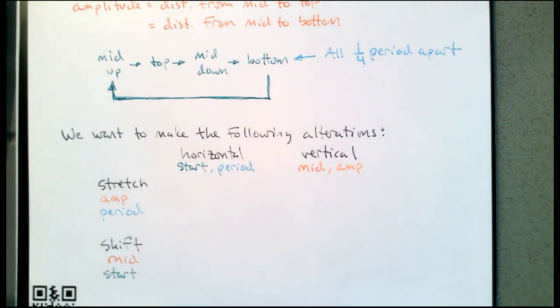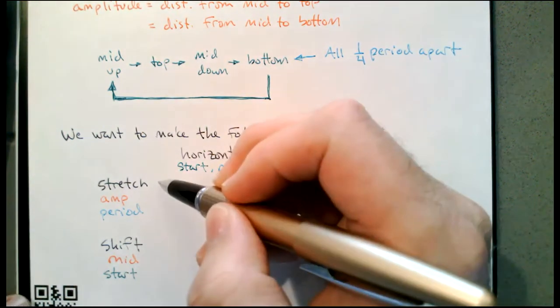So we're going to make horizontal changes or vertical changes. We're going to make stretches or we're going to make shifts. Notice that we got these 4 possibilities.